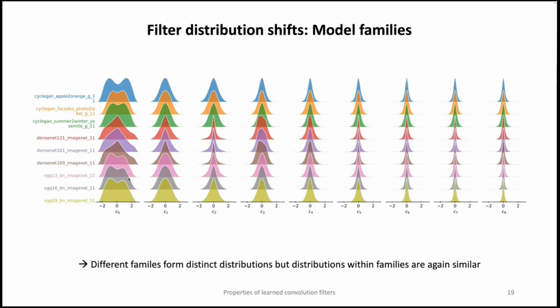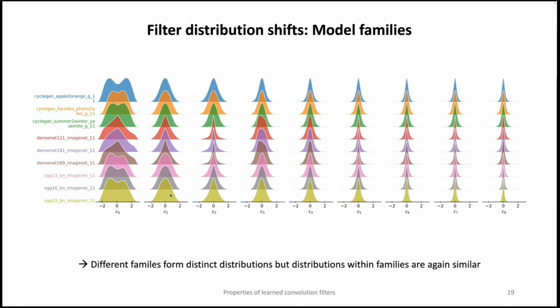However, if we compare different model architectures or model families against each other, such as CycleGAN versus DenseNet versus VGG, we actually see distinct distributions. So, for example, DenseNet and VGG have two entirely different looking distributions, but if you look inside a model family and compare two models of the same family, just different architecture, such as VGG 13 against VGG 16, those are very similar again.